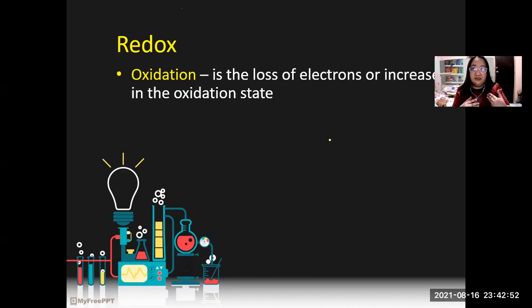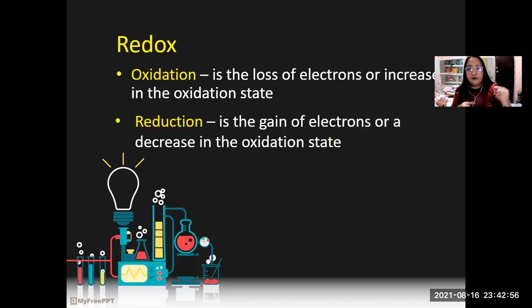So definitely the net oxidation number will be positive. Whereas for reduction, this is the gain of electrons, meaning that there is an increase in the electronegativity, but definitely a decrease in the oxidation state. So of course, when a substance, an ion, or a compound gains electrons, it becomes more negative, thus the decrease in the oxidation state.